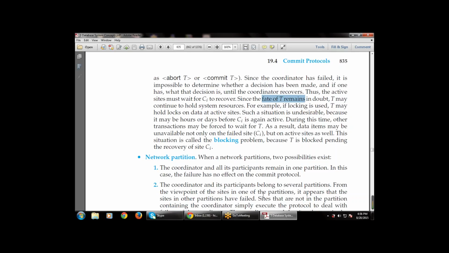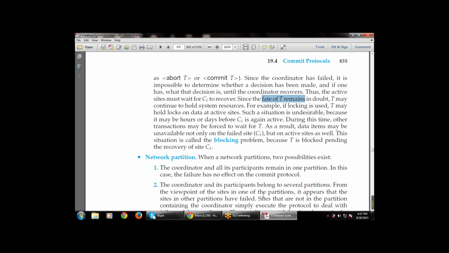The first one is that the coordinator and all its participants remain in one partition. So whatever coordinator and whatever participants are available, they remain in one partition. That is, every coordinator and every participant is available in only one partition. In this case, the failure has no effect on the commit protocol. So whenever everything is available in one partition, there is no effect on the commit protocol that is available in the transaction methods.